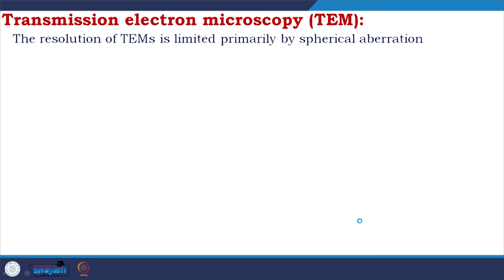The resolution of TEMs is limited primarily by spherical aberration. You remember spherical aberration, as we are talking about, when it is diffracted, the lens is unable to collect it. So, you get a blurred image. So, your resolution has to be cut off. So, that is the cause of the resolution limit in the TEM.